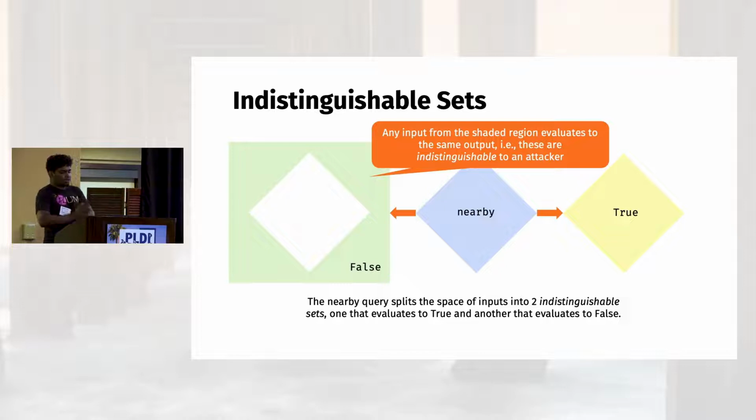Now, what we did in this previous example is this nearby query split the region into 2 halves. One is for the true response, which is the blue diamond shaded region, and one is called the false area, which is the green shaded region. Now, any point in this yellow or green region is indistinguishable to the attacker because all points in this green region evaluate to false, and all points in this yellow region evaluate to true. So the attacker does not know exactly what these individual points are when they know the response. So we call the green or the yellow sets indistinguishable sets.